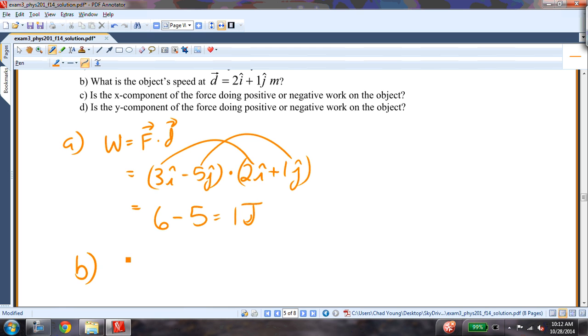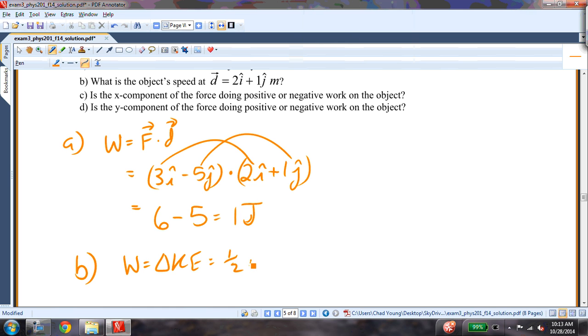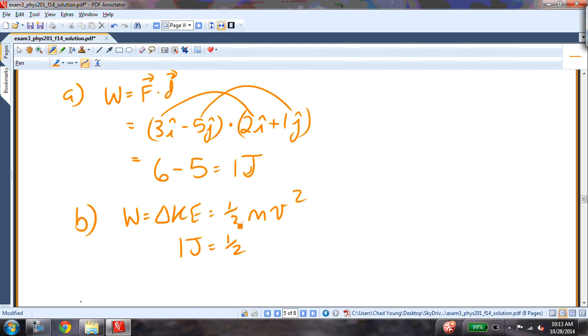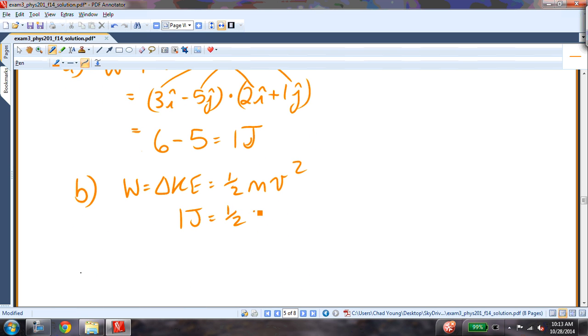What is the object's speed at that position? Well, it does this amount of work, so that work is equal to my change in kinetic energy. So our work is equal to our change in kinetic energy, which is 1/2 mv squared. So that's 1 joule equals 1/2 of our mass. What was our mass over here? 2 kilograms, times v squared. So v turns out to be 1 meter per second.